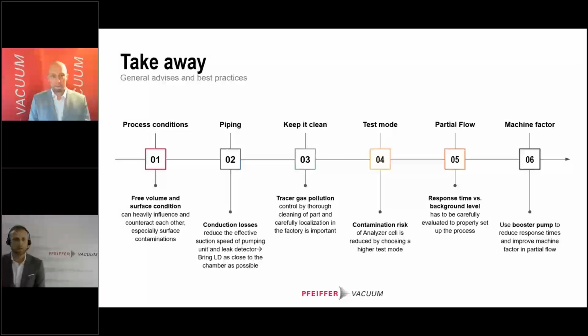The second point is regarding the piping, and this is something we always recommend to you. Bring both the leak detector and of course the vacuum pumps as close to the chamber as possible. We usually know that we want to avoid conduction losses, but especially for the leak detector with the DN16 or DN25 connection, it is important to bring it as close as possible because every additional centimeter will have an impact on your suction speed. So this is really important.